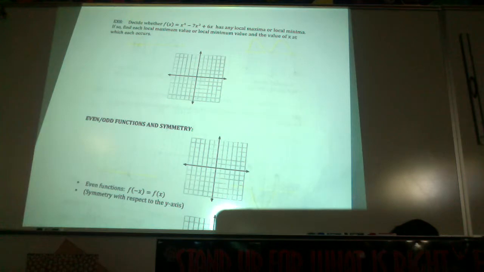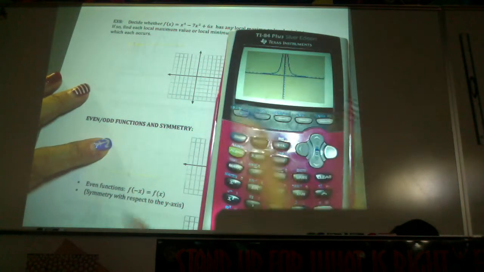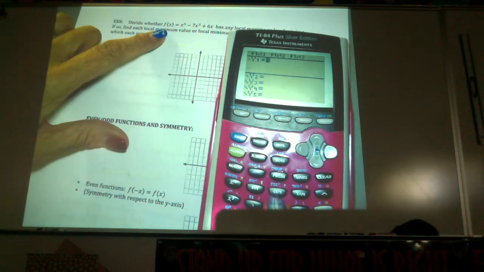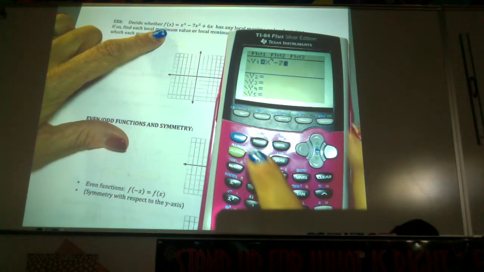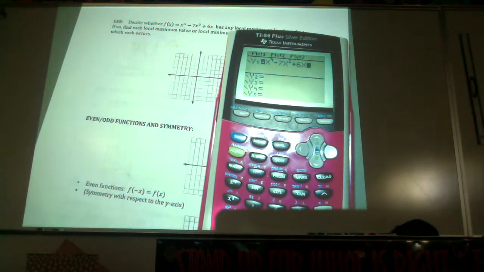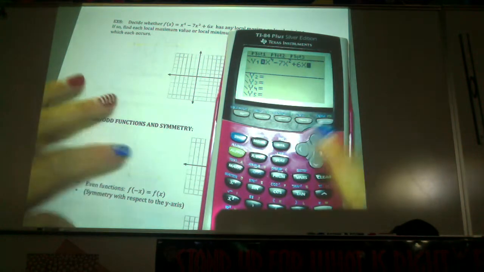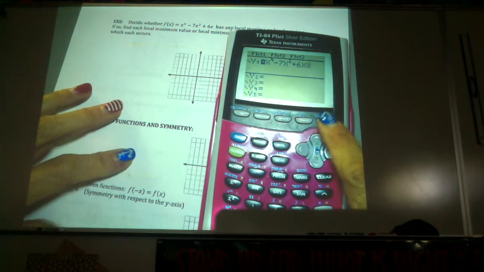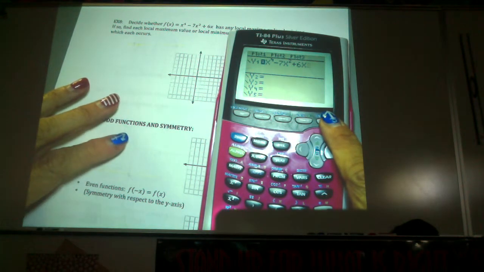All right, so let's go ahead and plot this in our calculator. So x to the 4th minus 7x squared plus 6x. Is this an even, an odd, or a neither function, by the way? If you put in a negative x, will it change all signs, keep all signs the same, or some signs change and some signs stay?